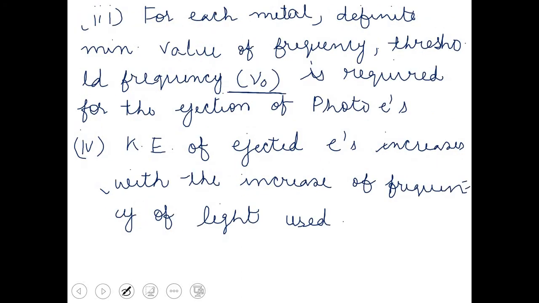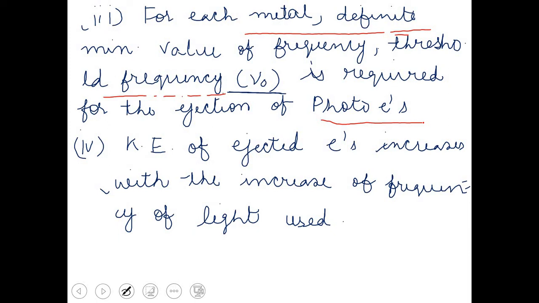Point number three: for each metal there is a definite minimum value of frequency. This value is called the threshold frequency. It is also called binding energy, and also the work function, which is represented by the symbol W0. So for each metal, a definite value of frequency, called the threshold frequency, is required for the ejection of photoelectrons. If the frequency of the striking beam of light is lesser than this threshold frequency, always remember no photoelectrons will be emitted, however long you strike the surface of the metal with a beam of light.